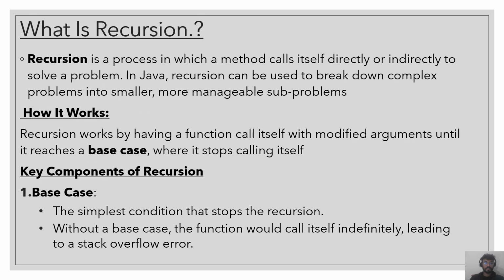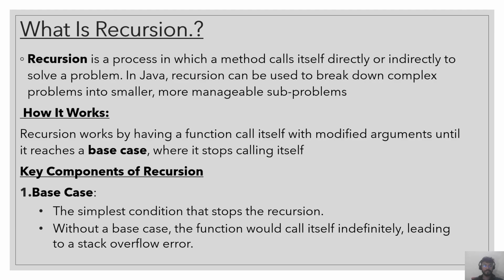So what is recursion? Recursion is a process in which a method calls itself directly or indirectly to solve a problem. In Java, recursion can be used to break down complex problems into smaller, more manageable subproblems. How does it work? Recursion works by having a function call itself with a modified argument until it reaches a base case, where it stops calling itself.